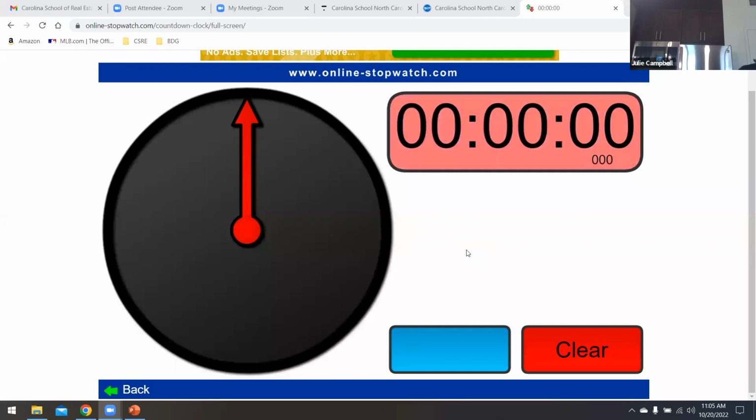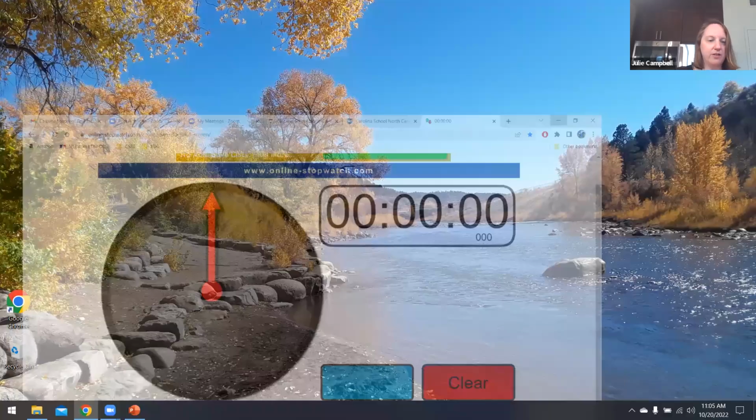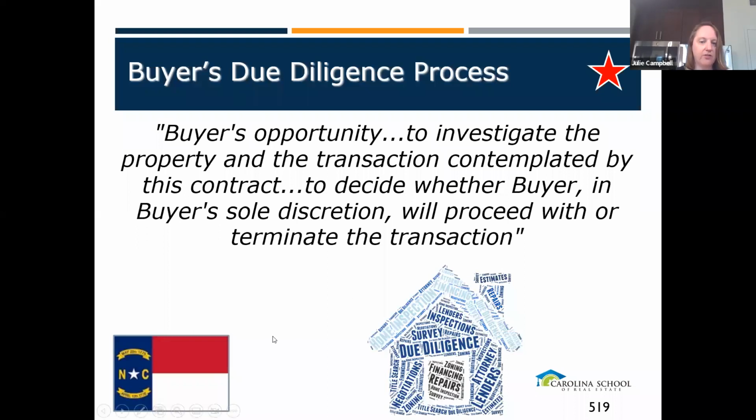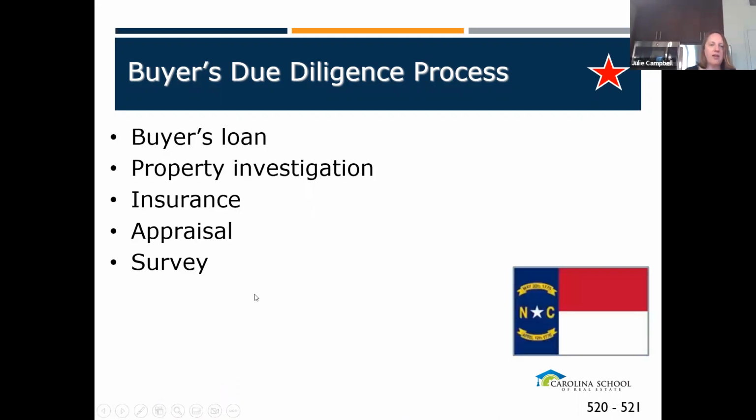And again, what we're going to work on now is talking specifically about the buyer's due diligence process and the things that they may consider. Understanding all buyers, all properties are different. Thank you for telling me that you're back. I have taken attendance. So starting on page 520, the italicized text that we saw on 519 and 520 from the contract, we're going to break that down a little bit more.